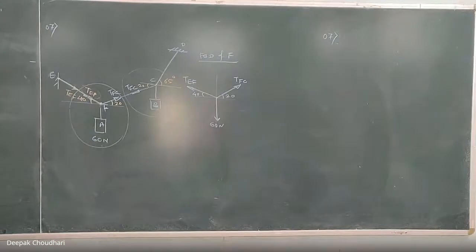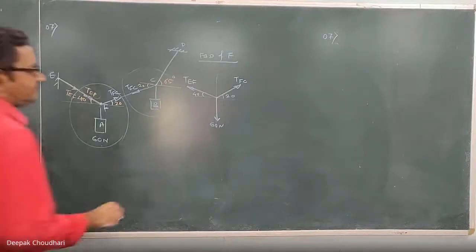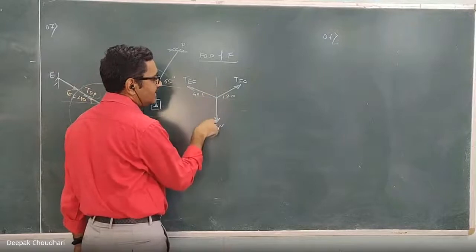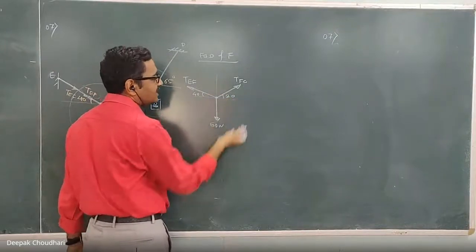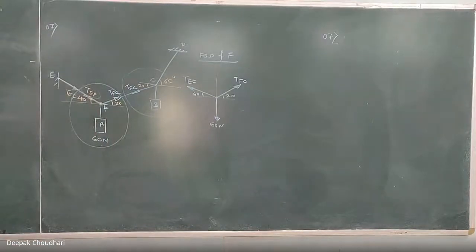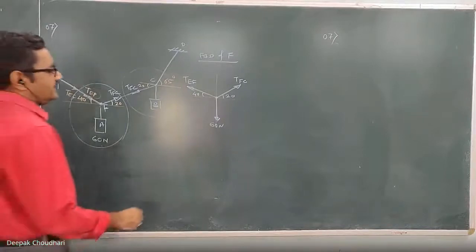The point F is in equilibrium under the action of three concurrent forces. Apply Lami's theorem and tell me the tension in EF and tension in FC. Before applying Lami's theorem, just cross-check. All the three forces should have the same nature. So here all the three forces are acting away from the point, so no need to make any change. Directly apply Lami's theorem and tell me the tension in EF and tension in FC.